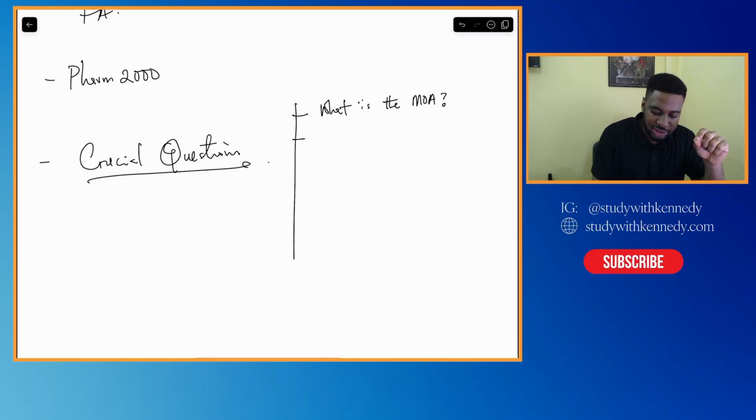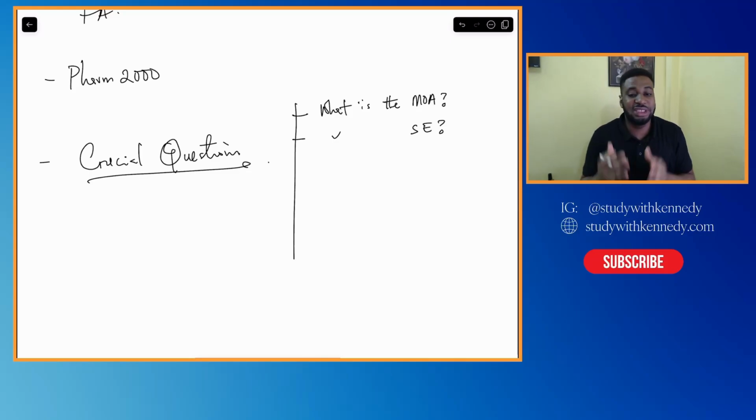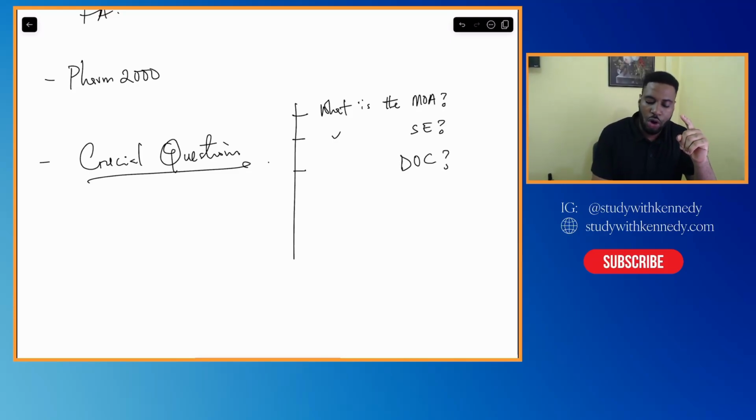Of course, the next thing you have to ask is what is the side effect, or what are the side effects of this medication? You have to answer that question every single time you encounter the medication. The third question you have to answer is, what is this medication a drug of choice for?